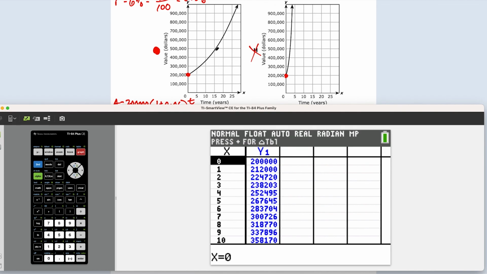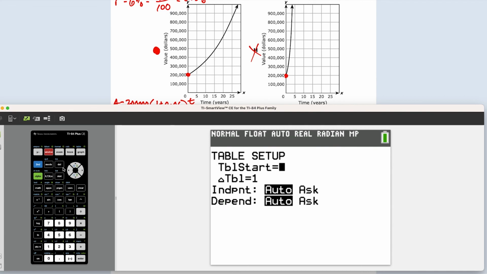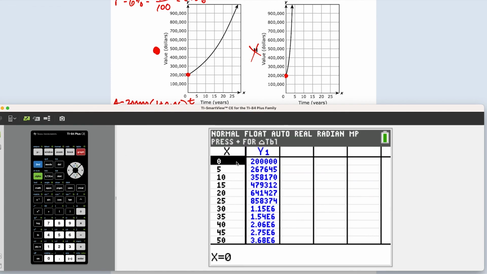And we can see here at like 15 years, we should be at about 500,000. And sure enough, at 15 years, we're a little bit under 500,000. If you want another fancy trick, you could press second window and notice the table is counting by 5s. We could start our table at 0 and then delta table, we could switch to 5 so that when we press second graph, notice that it's counting by 5s and it's giving us the values that we need. We can see here at 25 years, we're between 8 and 900,000. And sure enough, at 25 years, we are between 8 and 900,000. So this graph here is definitely our best option.